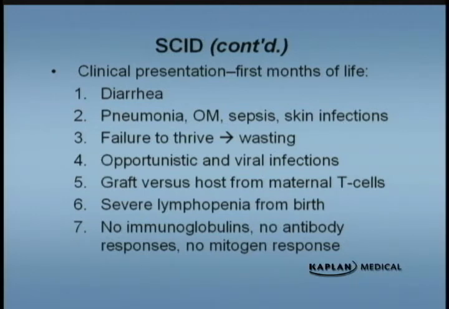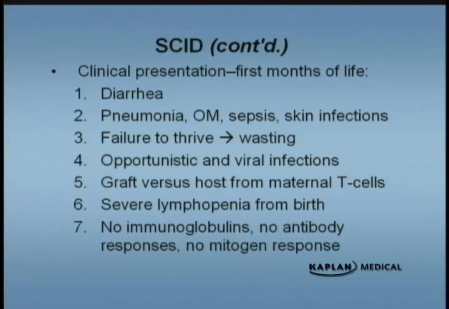They can have diarrhea, pneumonias, otitis media. Now, some of these things are things that you'll see in a normal child, but when you see the recurrence of it, a child can have an otitis media, a child can have diarrhea, but when you start seeing chronicity, that's when you start getting suspicious. They will have failure to thrive because they're always ill, and they are also at risk for opportunistic and viral infections. They can even have a graft versus host reaction from circulating maternal T cells transplacentally.